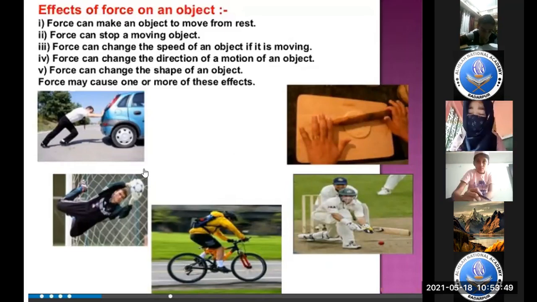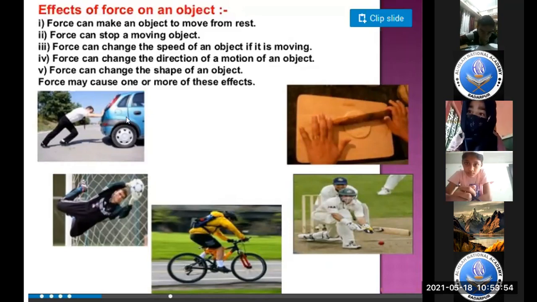In the first diagram you can see, here one car is there, correct? Is it running or not running? Not running. So that person, what is he doing? Pushing. He is pushing from the backside. That means that car will move or not from the rest place? Yes, sir. Next point you can see, force can stop a moving object.